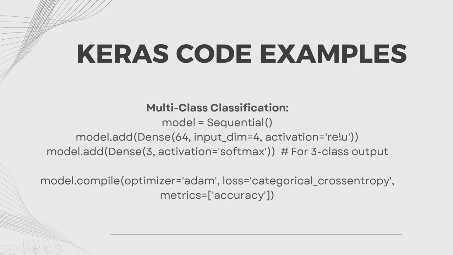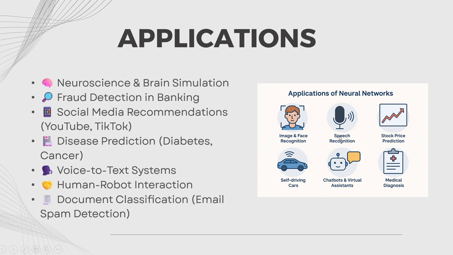Next, we discuss the applications of the neural networks. Neural networks are used in many industries, like brain simulation, fraud detection in banks, YouTube and TikTok recommendation, disease predictions like cancer or diabetes, voice assistants like Alexa and Siri, human robot interaction, email spam detection. If you see the Netflix recommendations or YouTube or Instagram recommendations, it is all based on your watch history. It is all powered by the neural networks.